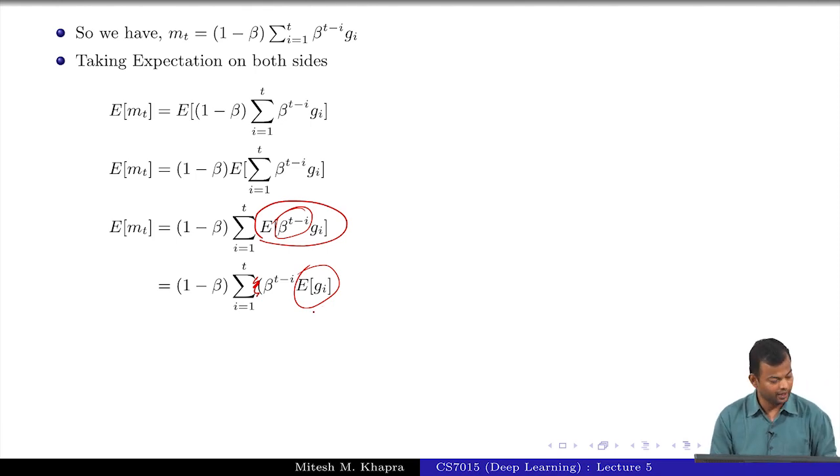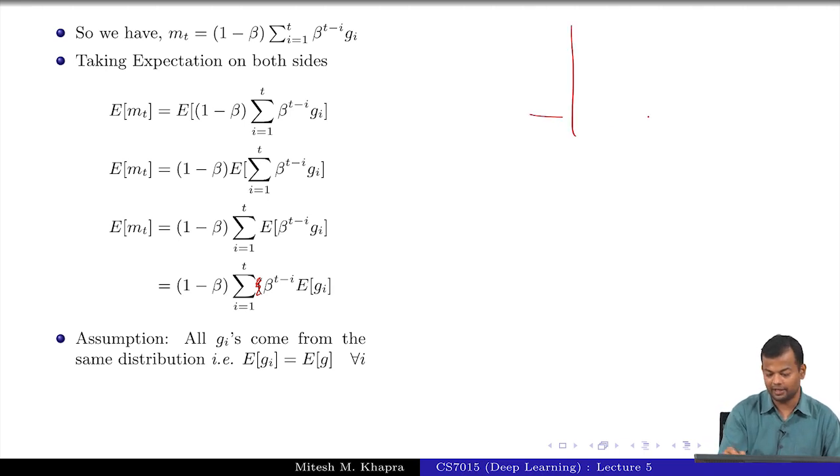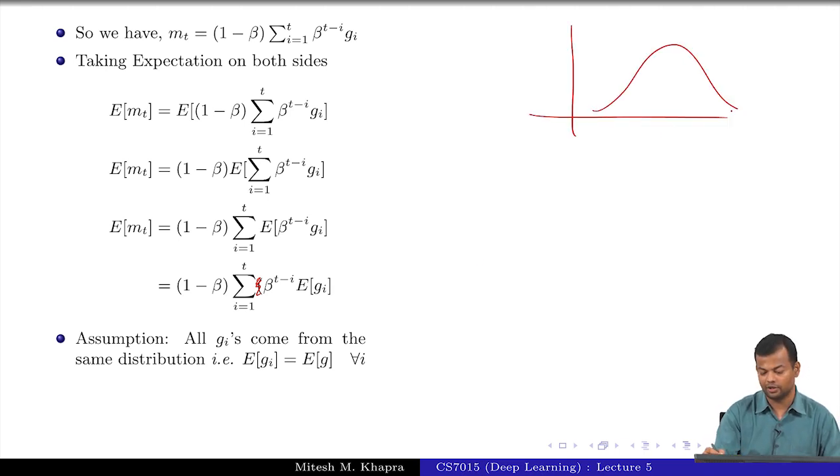so on, okay? Now we will make an assumption that all these GIs, that means the gradient at time step 1, the gradient at time step 2, the gradient at time step 3 and so on, they all come from the same distribution. Okay, we are going to make that assumption. So let us try to understand the implication of that, right? So let us say this was the distribution from which G1 came, right? Suppose I am dealing with a scalar quantity and maybe this was the distribution from which G1 came.